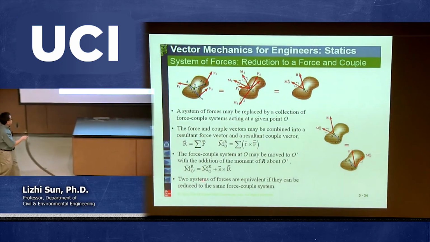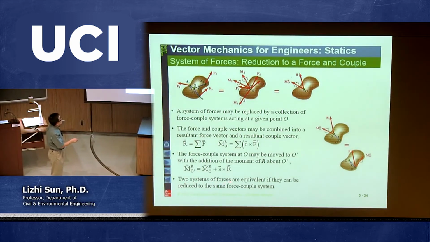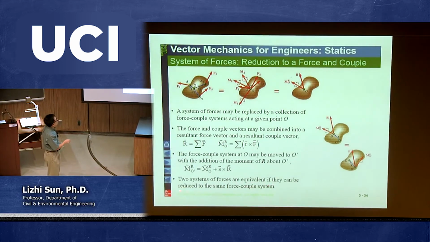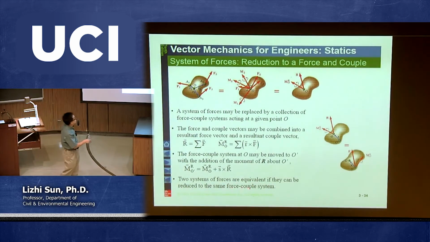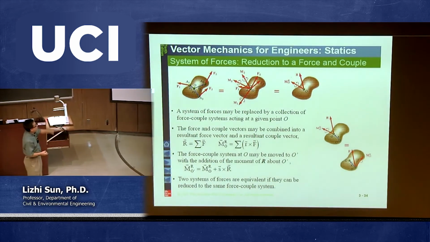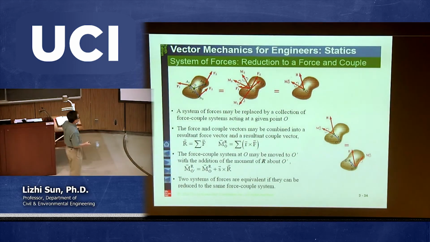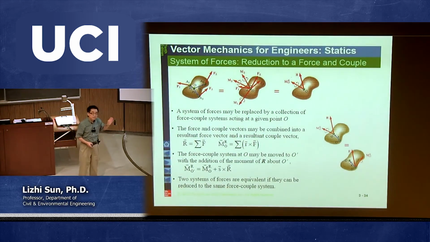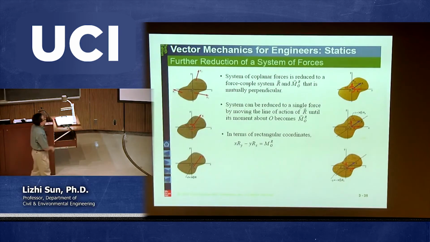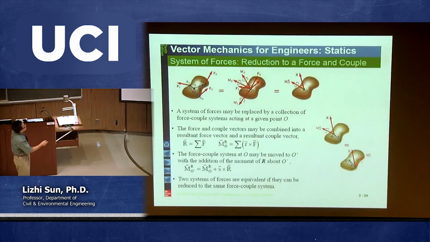So, no matter what, these two systems of forces are equivalent if they can be reduced to the same force couple system. This is a very important concept because in chapter 4, we're going to talk about the equilibrium conditions for rigid bodies. When we talk about rigid bodies, it's no longer the single particle problem. So you have to deal with the resultant force and the resultant moment. This is the three-dimensional case in general.